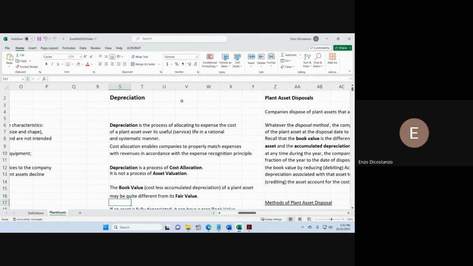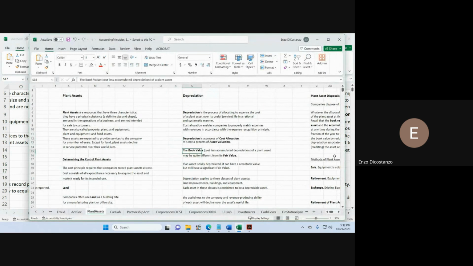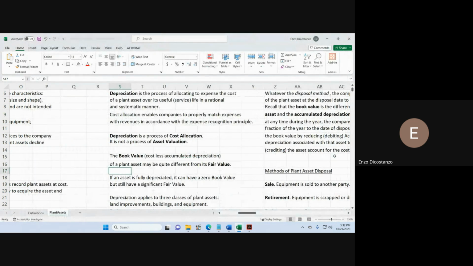Okay, book value. We always care about book value. Cost less accumulated depreciation of a plant asset in this situation. It may be quite different from fair value. In class, I wanted to fix this. Okay. So fair value is in the market what you can basically get. Here, I separate out fair value and market value from the following. Market value is whatever you could get.